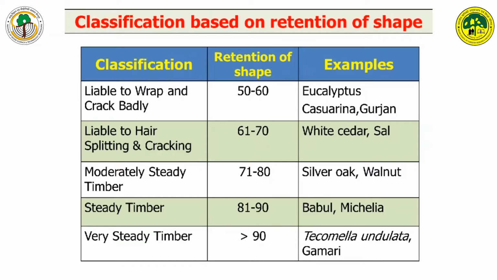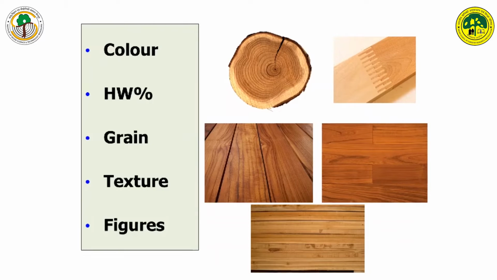Moderately steady and steady timber and very steady timber. Very steady means when this retention of shape index is more than 90, like Tectona undulata, and gamari, Gmelina arborea. These are the timber species which are classified as very steady timber.